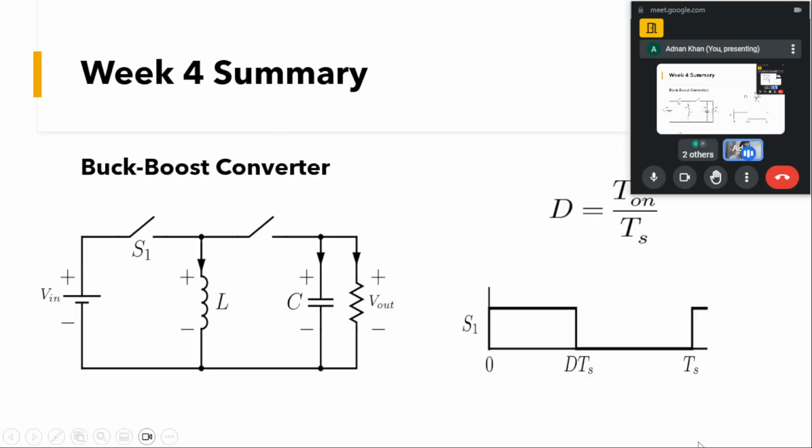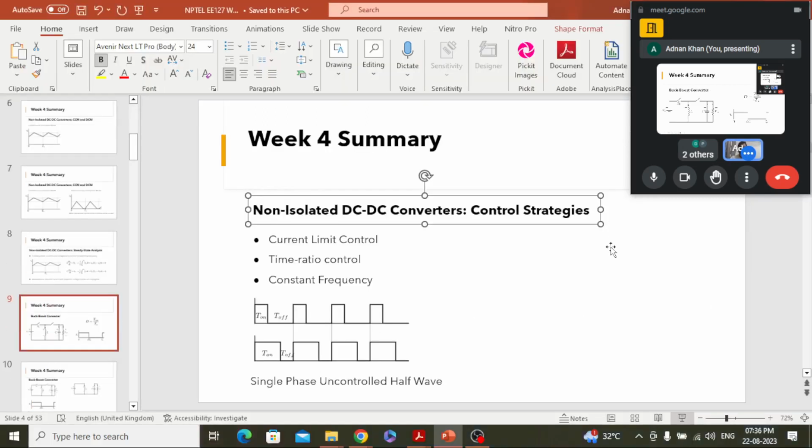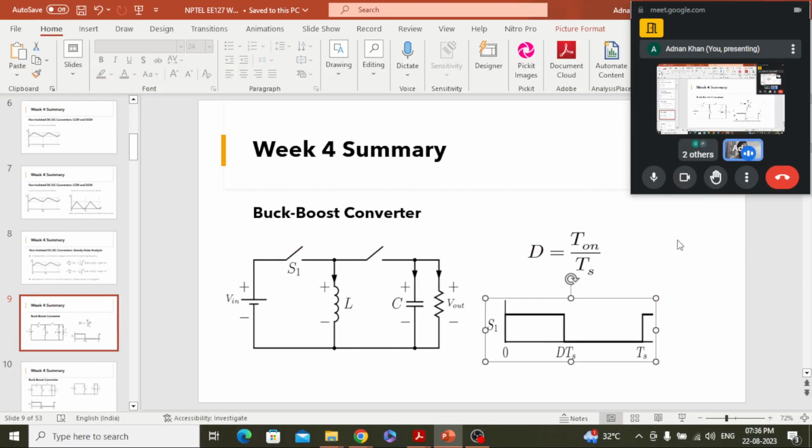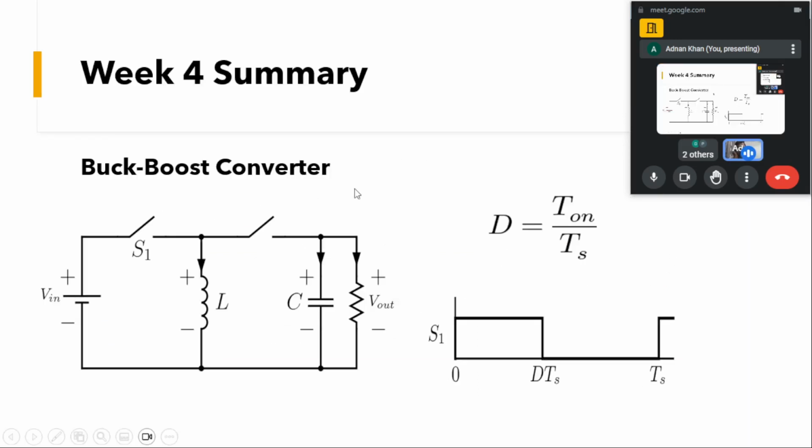Now we'll take a look at one of the DC-DC converters. Here I'll be discussing how we do the analysis of a DC-DC converter. I'll be talking about one converter, and you can use similar analysis for other converters as well. Let's take the buck boost, because here both buck and boost operation happens.